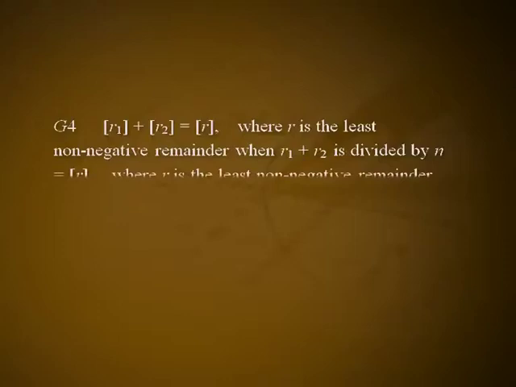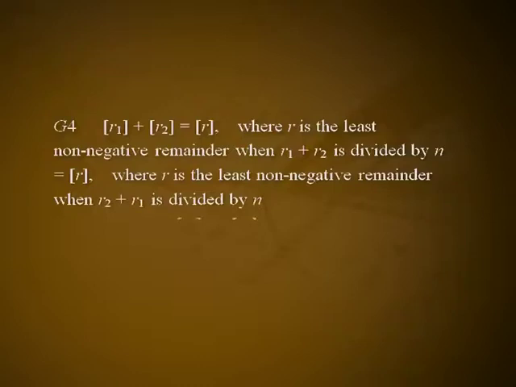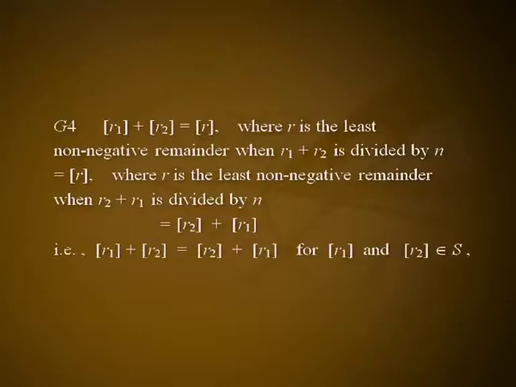G4: class R1 plus class R2 is equal to class R, where R is the least non-negative remainder when R1+R2 is divided by n, which is equal to class R, where R is the least non-negative remainder when R2+R1 is divided by n, which is equal to class R2 plus class R1. That is, class R1 plus class R2 equals class R2 plus class R1 for class R1 and class R2 belonging to S, showing the commutativity. Hence, S is an abelian group. Since S has a finite number of elements, S is a finite abelian group.